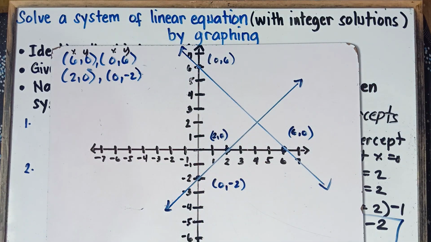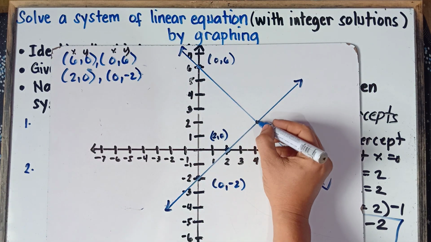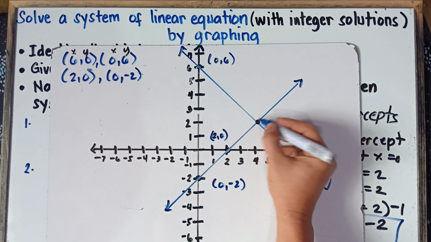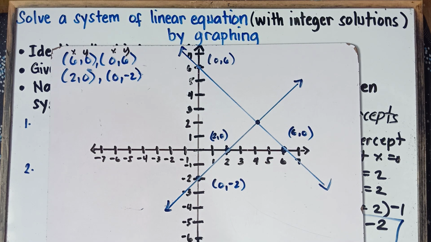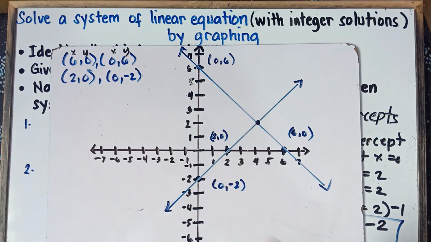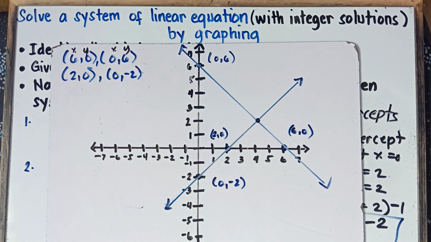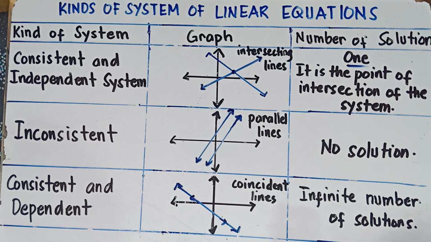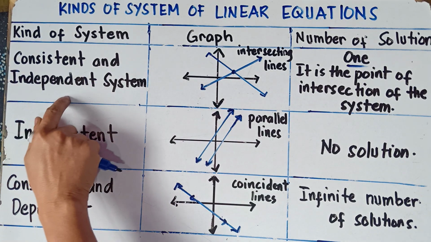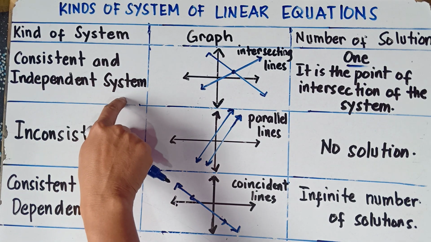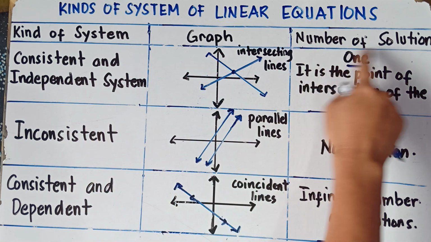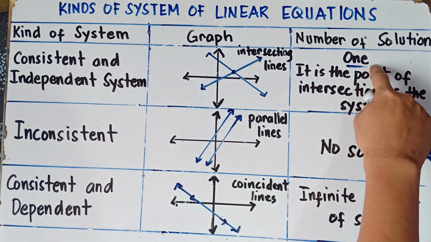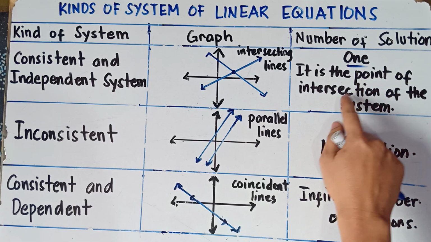Alright, and then this point right here is the intersection. This will be our solution. So therefore, class, we have intersecting lines. If you have intersecting lines, the kind of system is consistent and independent system. And then the number of solutions, that would be 1. And then the solution, class, that would be the point of intersection.